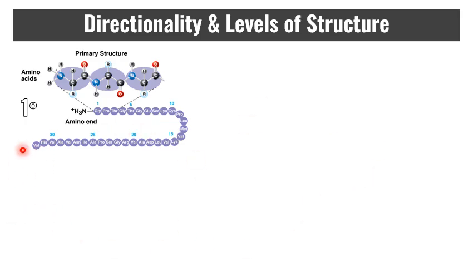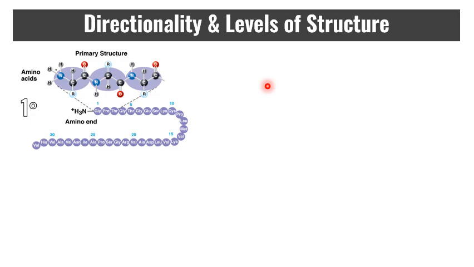We can only add new ones to the carbon end. So that gives me directionality. The directionality is from N to C. We also have levels of structure. There are 4 levels of structure to a protein, and you must know these. The first one is just the straight covalent bonds holding this protein together. That's just the sequence of the amino acids moving across this whole primary structure.